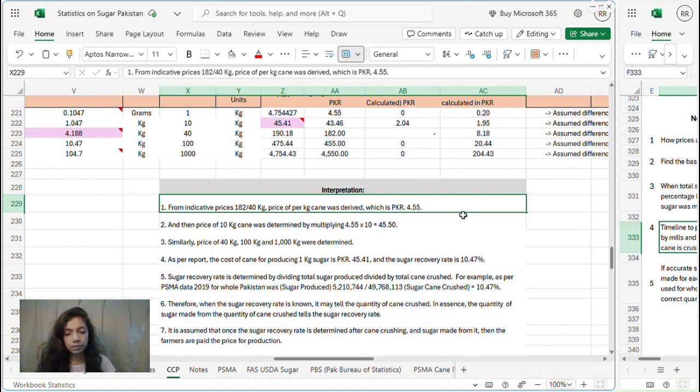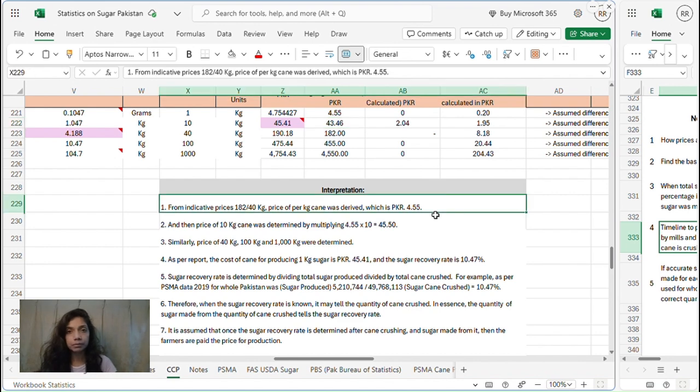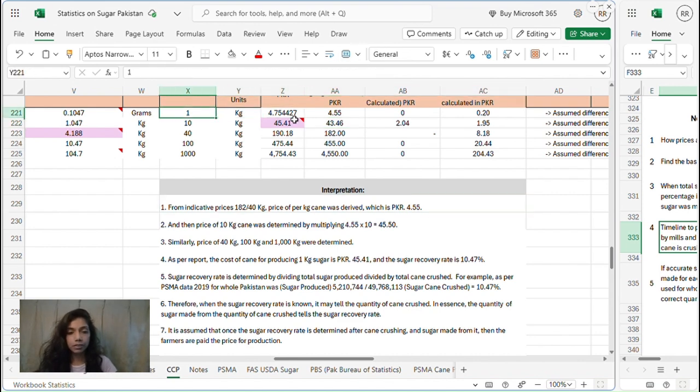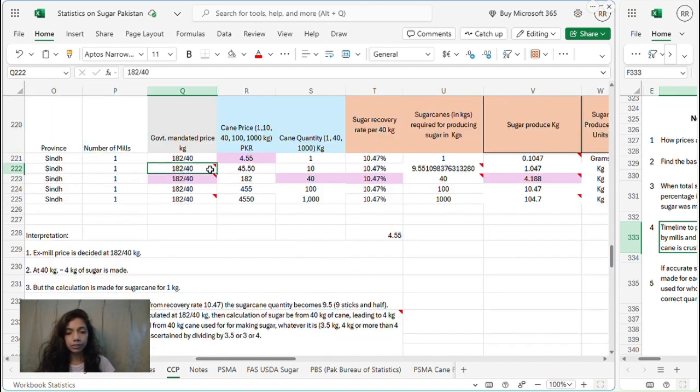So let's start. It says from indicative prices 182 for 40 kg, the price per kg of cane was derived, which is PKR 4.55. It means when you divide 182 rupees by 40 kg, you get the price per kg of cane, and that price is 4.55. We can see it here as well. These were the indicative prices, 182 divided by 40, and you get the per kg price of sugarcane, 4.55.